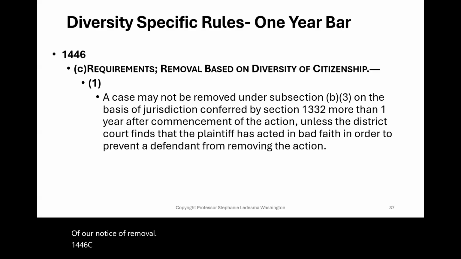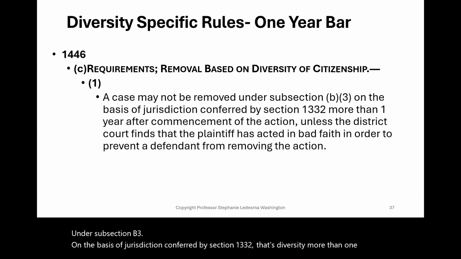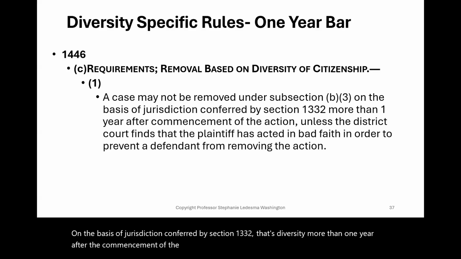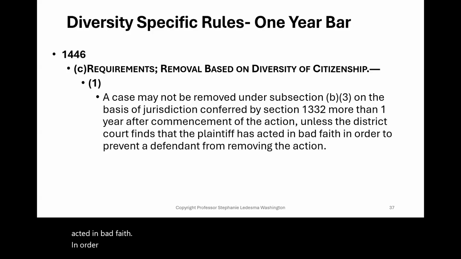1446C1. A case may not be removed under subsection B3 on the basis of jurisdiction conferred by section 1332, that's diversity, more than 1 year after the commencement of the action, unless the district court finds that the plaintiff has acted in bad faith in order to prevent a defendant from removing the action. Ooh, that's some pretty nasty maneuver in there, right?